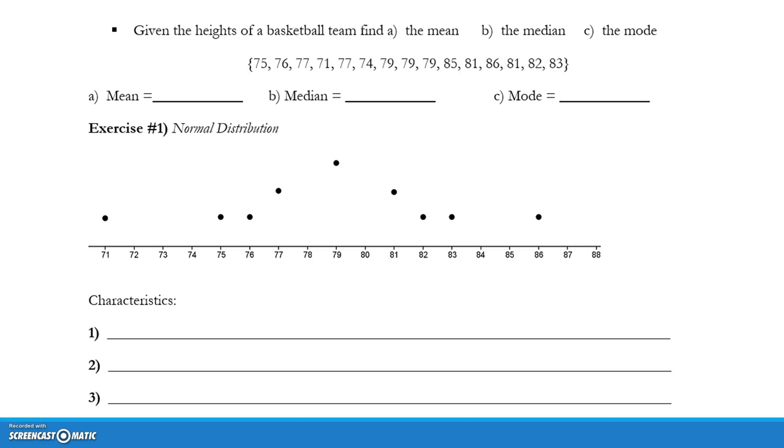So today we'll be talking about more statistics. The first problem says, given the height of a basketball team, find the mean, median, and mode. Your calculator can do a lot of this for you.